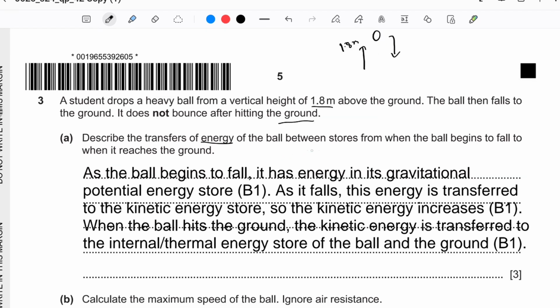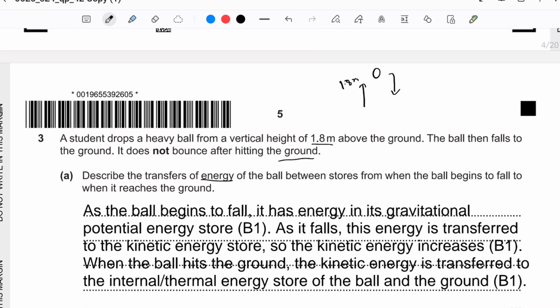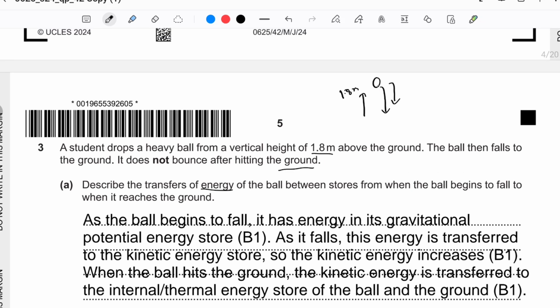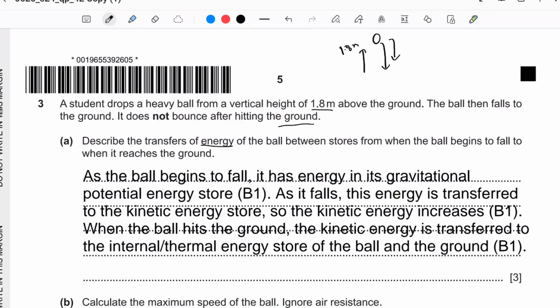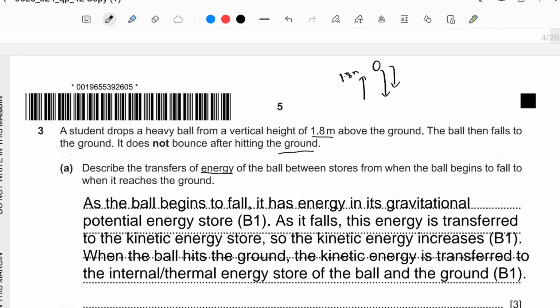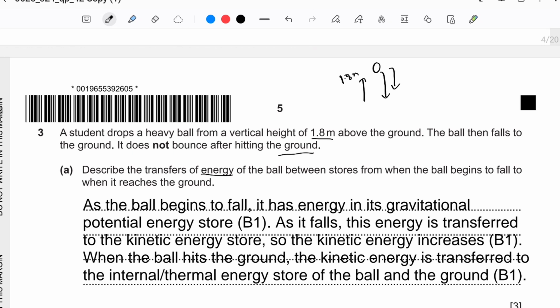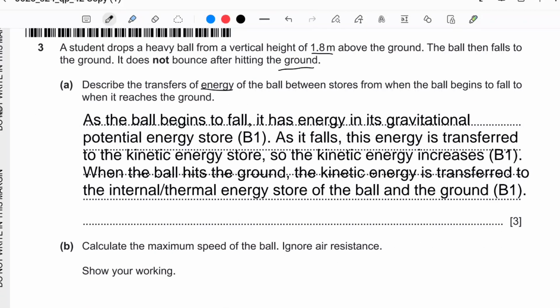Describe the transfers of energy between the stores from when the ball begins to fall to when it reaches the ground. The ball initially has gravitational potential energy because it's at 1.8 meters from the ground, and as the ball falls, the gravitational potential energy is converted to kinetic energy. After hitting the ground the ball does not bounce, so the kinetic energy the ball had is converted to some other form of energy, which is thermal energy. I have the answer here, you can read it.